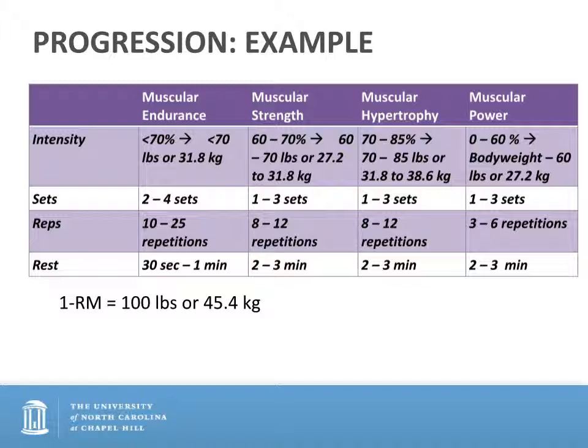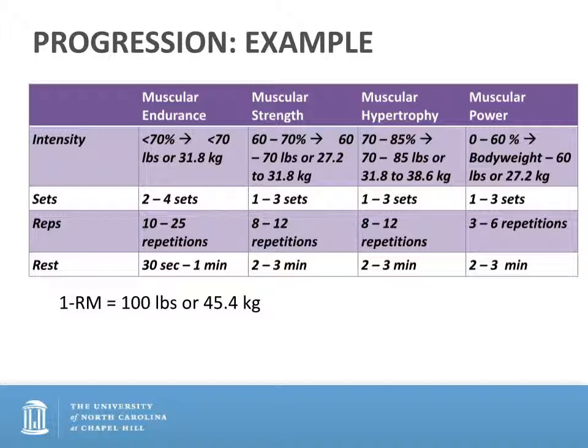If a person's goal was muscular hypertrophy, they would train at 70 to 85% of their 1 RM, which would correlate to 70 to 85 pounds, or 31.8 to 38.6 kilograms. And they would perform 1 to 3 sets with 8 to 12 repetitions and rest 2 to 3 minutes.